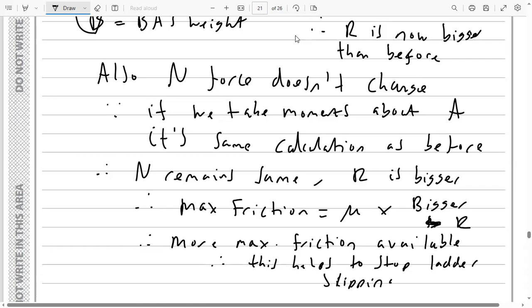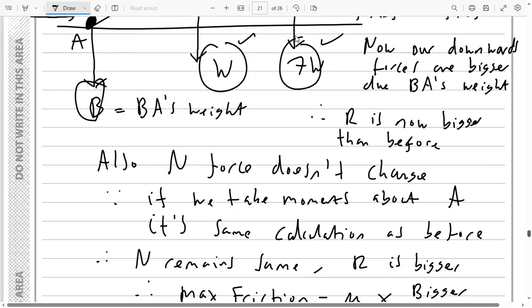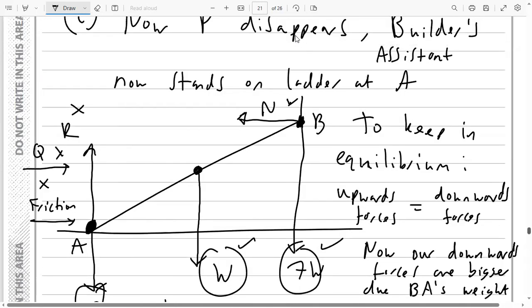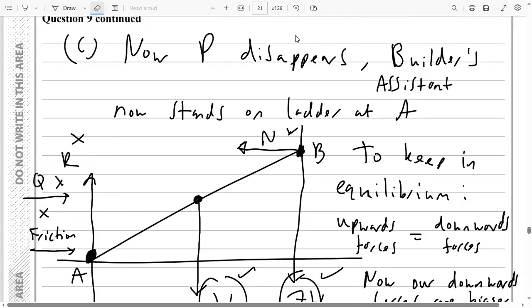And the reason why we need to mention this N force, this normal reaction force, to get one of the marks, is because if this normal reaction force were to be different, then that would impact the amount of friction available, right? But because it doesn't change, it doesn't have any impact compared with before. So we just have to mention that the normal reaction force is the same as before due to moments.